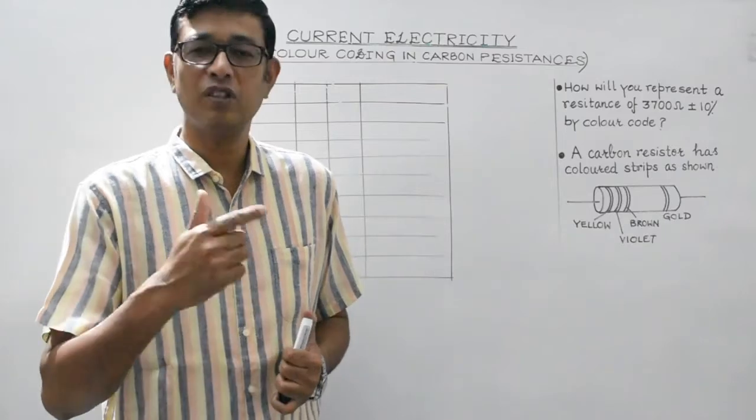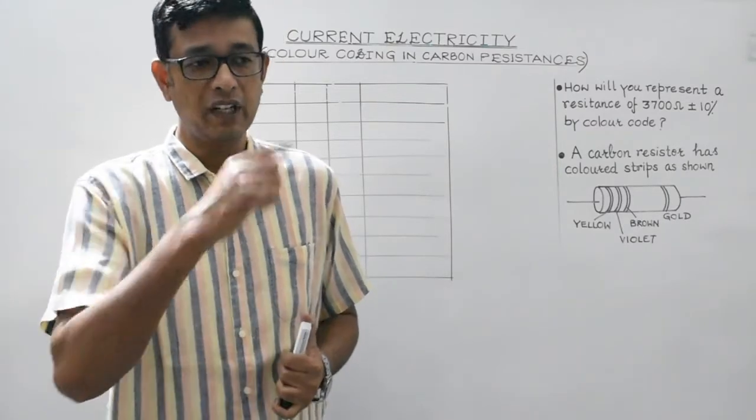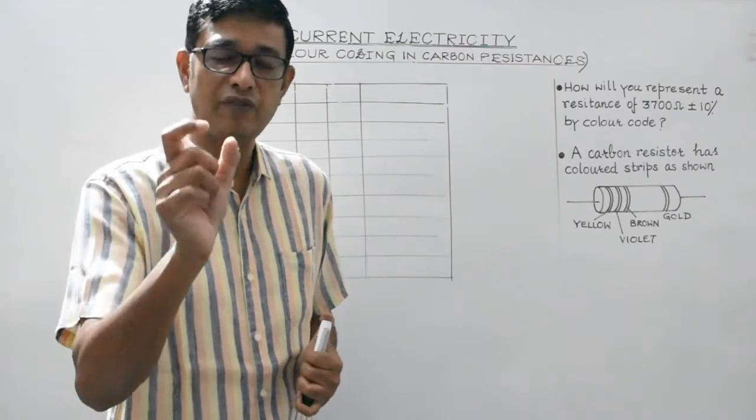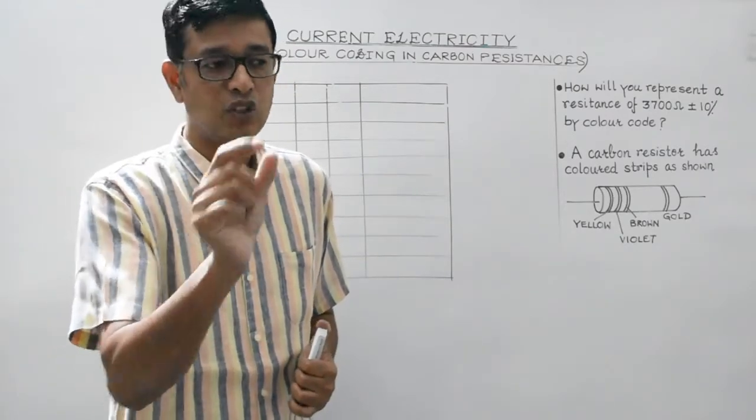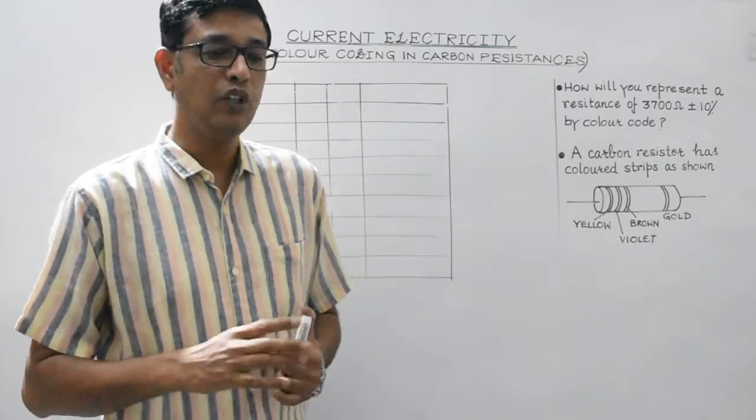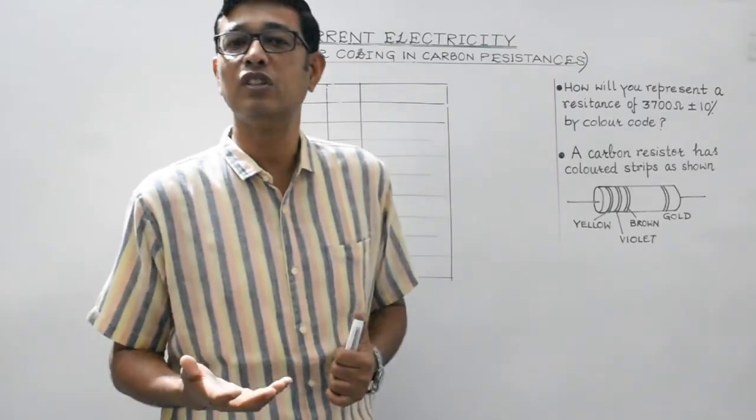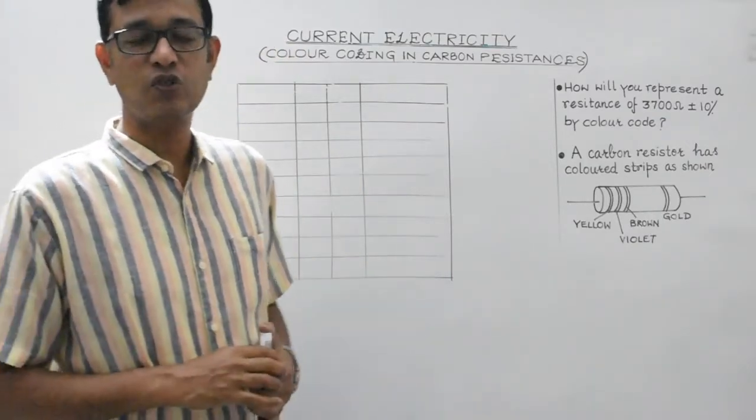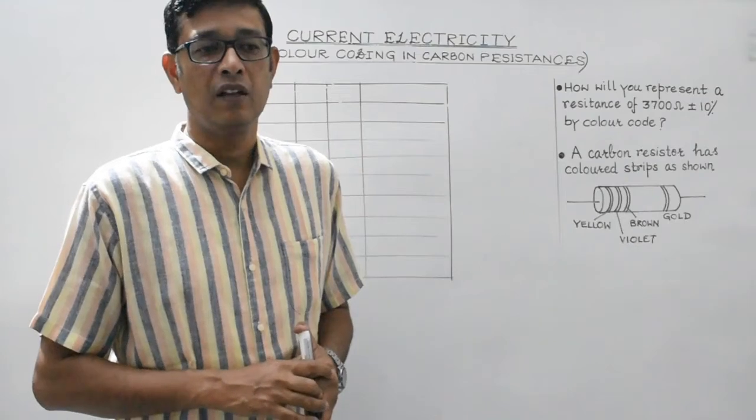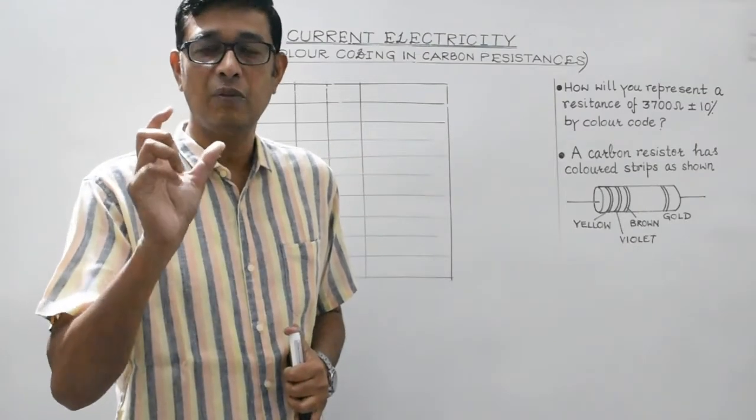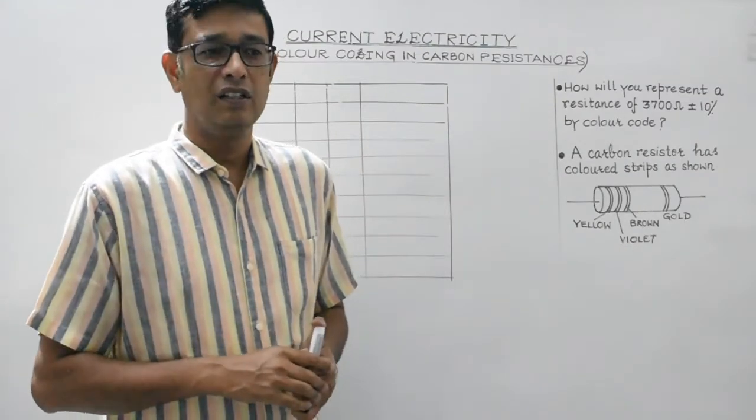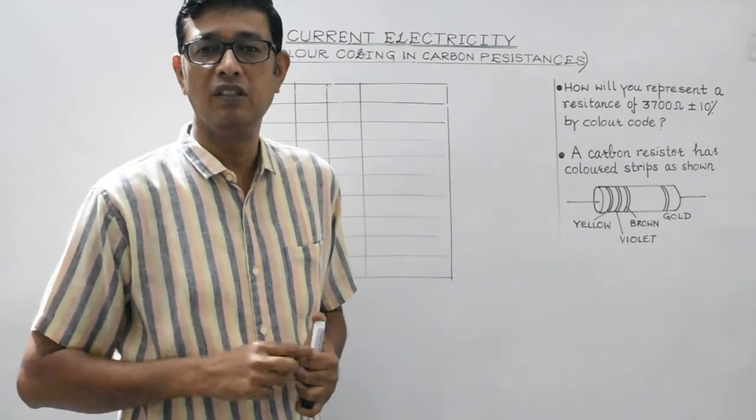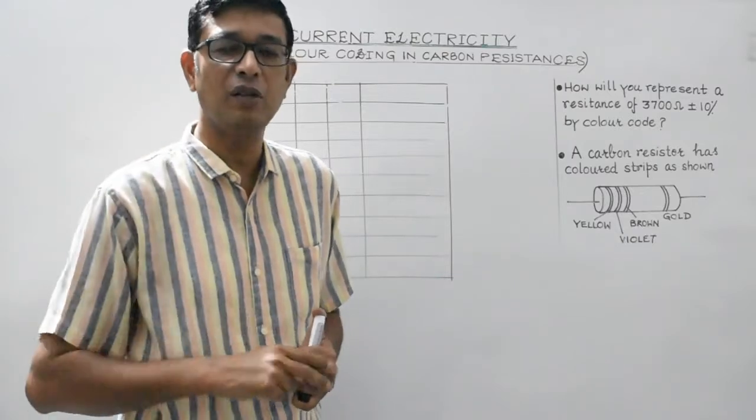So we make use of color coding, and by noting down the colors of the concentric rings or bands, we can identify the value of resistance of a given resistor. So in today's session, we are going to discuss the color coding of carbon resistances. A carbon resistor is in a small cylindrical form, very portable, which is another advantage of using it.